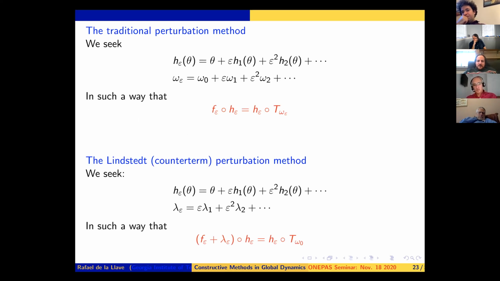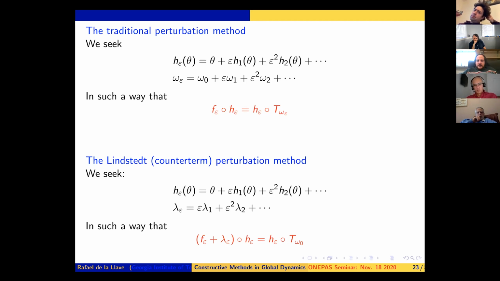So the traditional perturbation method would be to change the frequency. This is what was done originally, and when you talk to a physicist or an engineer, this is what they always try first, which is to get power series of h and power series in the frequency. When you change the system, then the frequency should be changing, and then you get all these things.